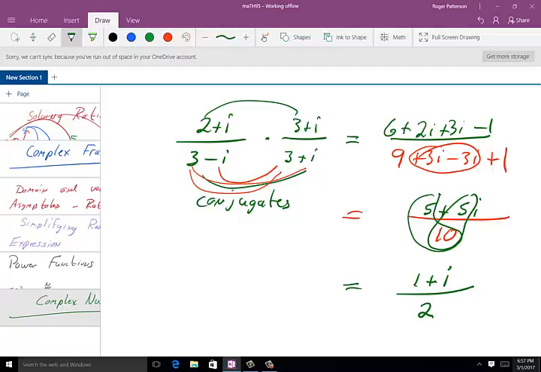So to review, when we have a situation like this, we're multiplying by what's called the conjugate, which just changes that sign, top and bottom, and the i terms are always going to go away. So the only thing you really have to multiply are these two things, because your i terms are going to go away.